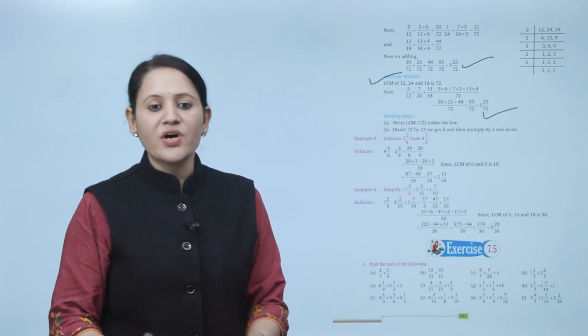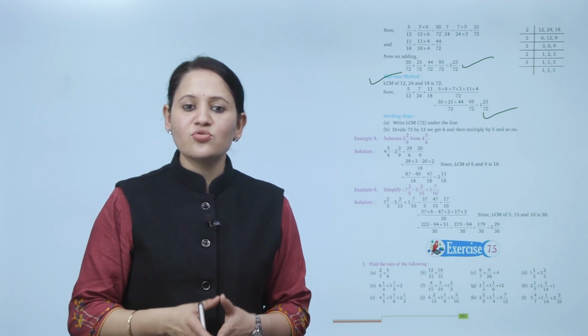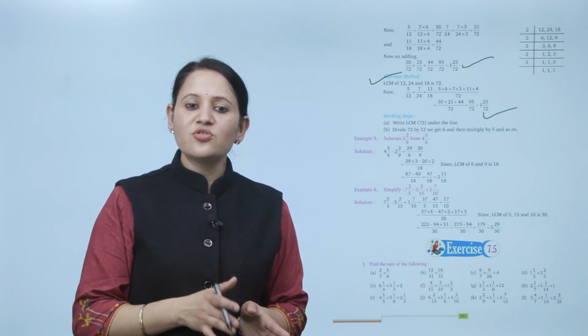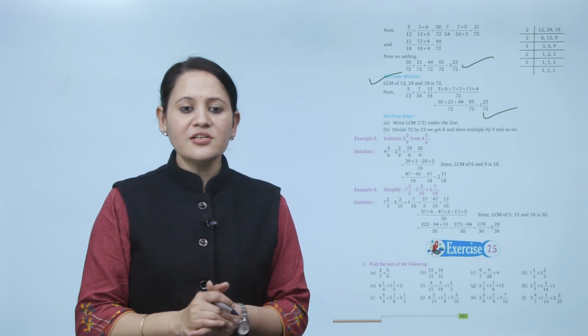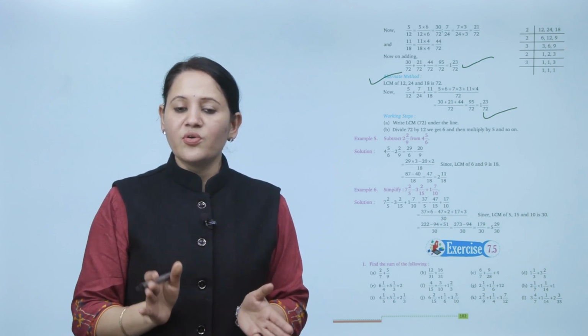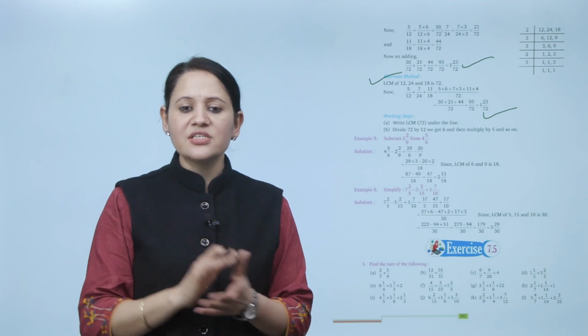क्लियर. सो वर्किंग स्टेप्स क्या है? राइट एलसीएम 72 अंडर द लाइन, divide 72 by 12 to get 6 and then multiply by 5 and so on. Clear? So like this what we'll do, unlike fractions को हम add और subtract कर सकते हैं.